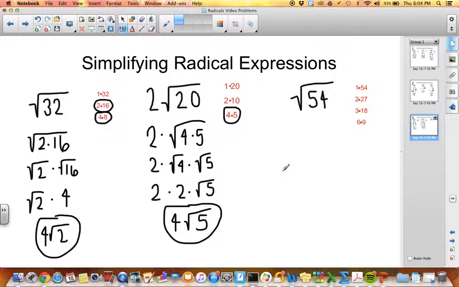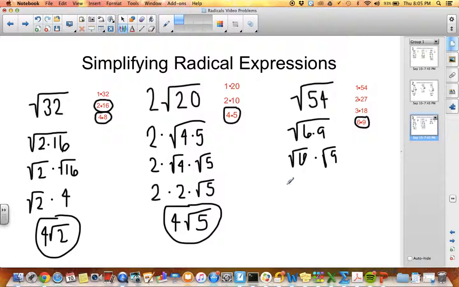Alright, last one, the square root of 54. So here are my factors: 1 times 54, 2 times 27, 3 times 18, and 6 times 9. The only perfect square I see is 9. So that's the pair that we're going to use. So I rewrite this as the square root of 6 times 9. I break them apart to separate them. So the square root of 6 times the square root of 9.